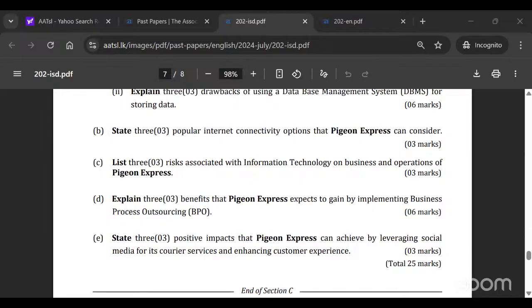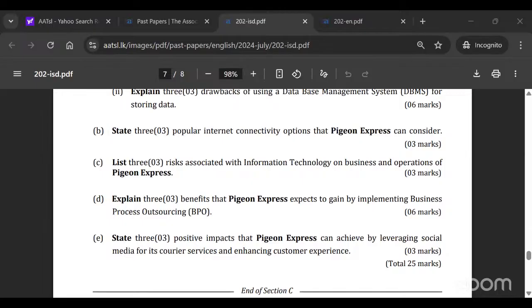State 3 positive impacts that Pigeon Express can achieve by leveraging social media. There are positive and negative things. Increase brand awareness. Social media platforms like Facebook, Instagram, and Twitter allow Pigeon Express to reach a broader audience, increasing visibility and attracting new customers by showcasing their services, customer reviews, and promotions.